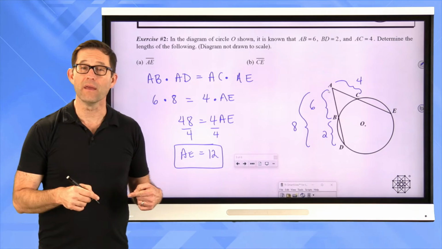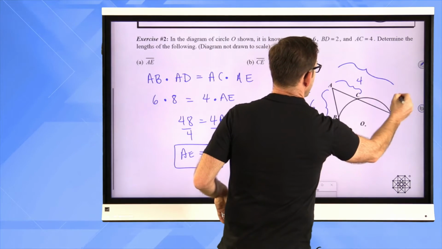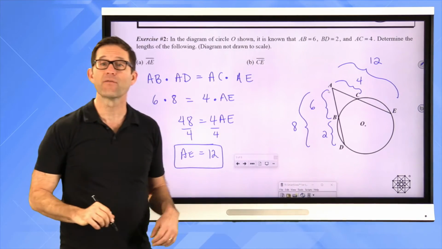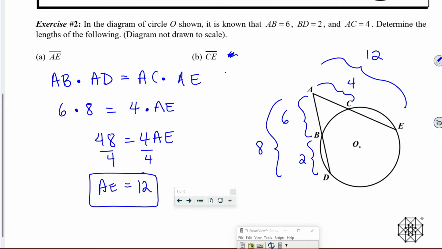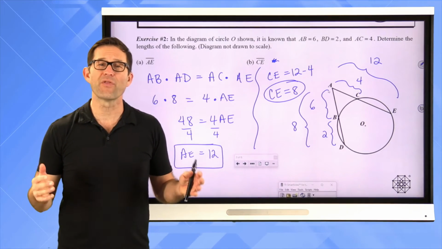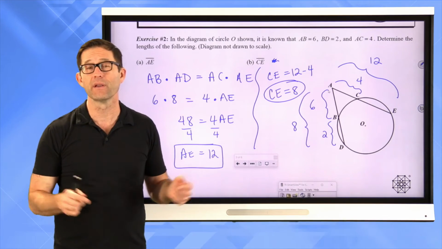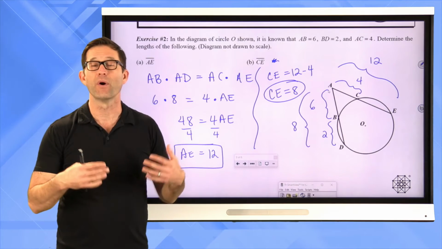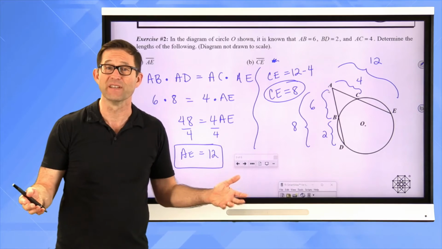And of course, letter B is very simple, right? Once we know that this entire thing is equal to 12, then of course CE simply must be 12 minus 4. CE is 12 minus 4, so CE is 8. All right, a very, very easy theorem to apply, a little bit tricky to understand, and again, we'll prove it in a little bit, but sometimes the proof doesn't particularly help you understand it, it just helps you have confidence that the theorem is actually correct.